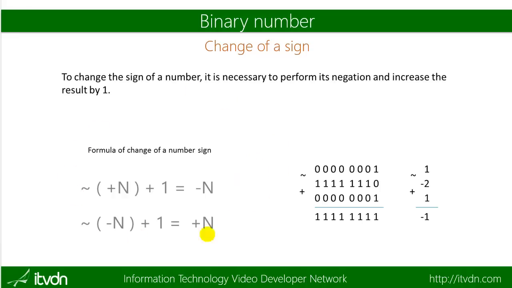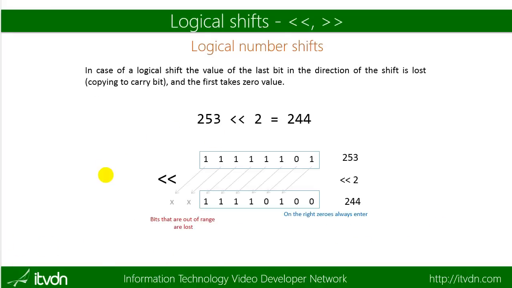Change of sign, remember this, it's very important. First, it's necessary to perform its negation, then increase by 1. So we have 1 here, and we get the opposite of 1. Each 1 here becomes 0, 0 becomes 1, and we change their signs here. After this, we add 1. After changing the numbers to their opposite, after getting the negation, you add 1, and then you'll get the same number you had, but just with a different sign. And that's it.